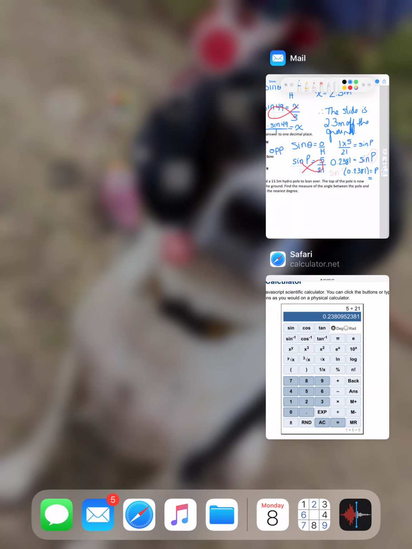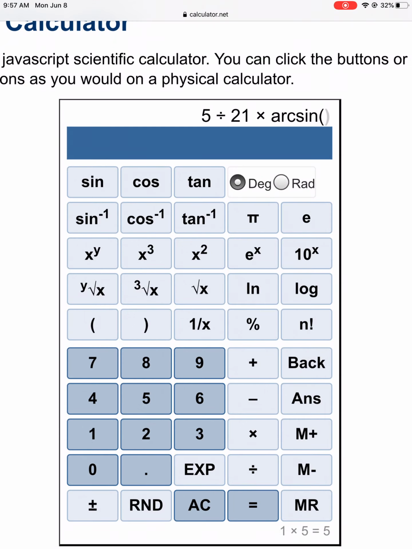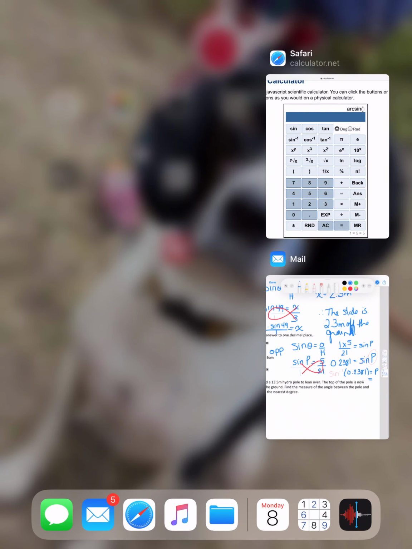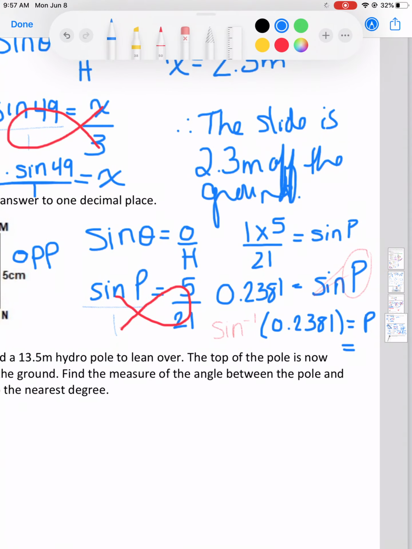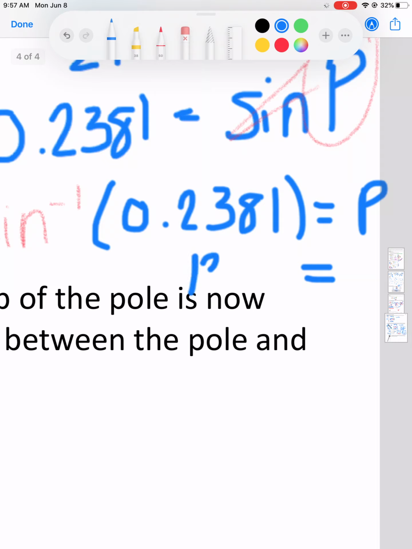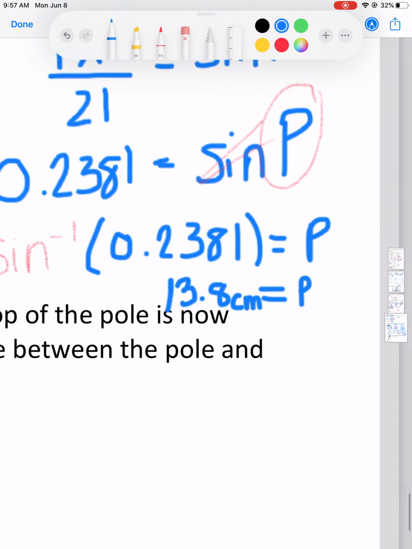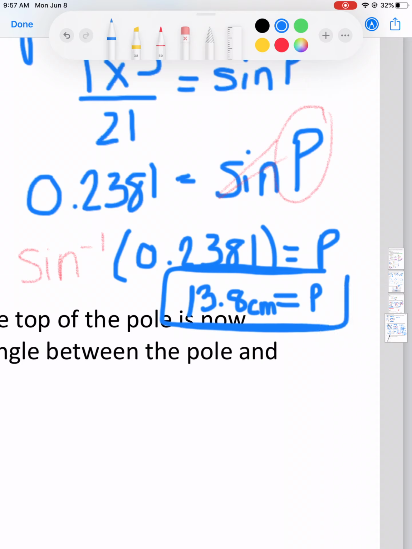So sine to the minus 1. Oops, I want to clear that. Sine to the minus 1. What do I have? 0.2381 is 13.77. How many decimal places does it want? 1 decimal place, so 13.8. Centimeters. Okay.